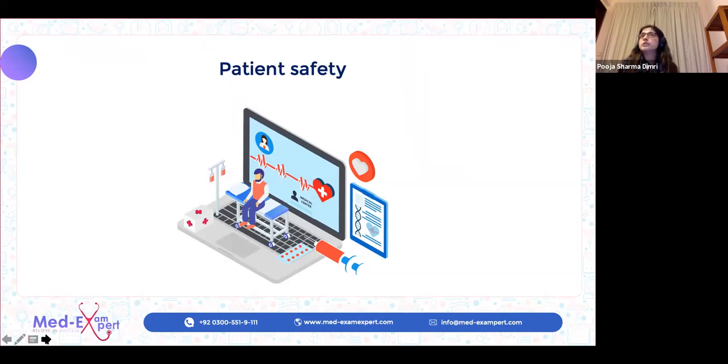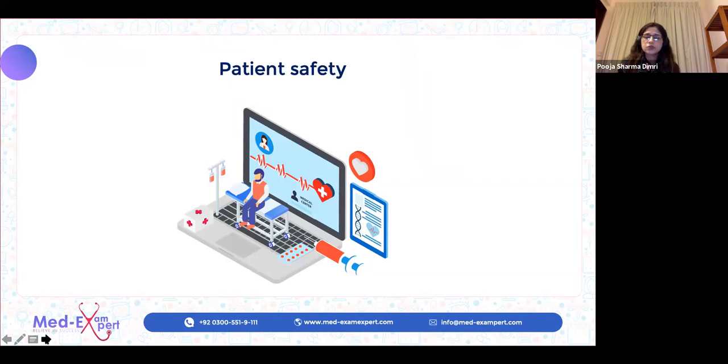So it's an important domain. It's not difficult to understand. If you understand what it is about, you should be able to actually implement this patient safety in most of your stations. So mostly you have to understand what patient safety is. So this was our last domain.